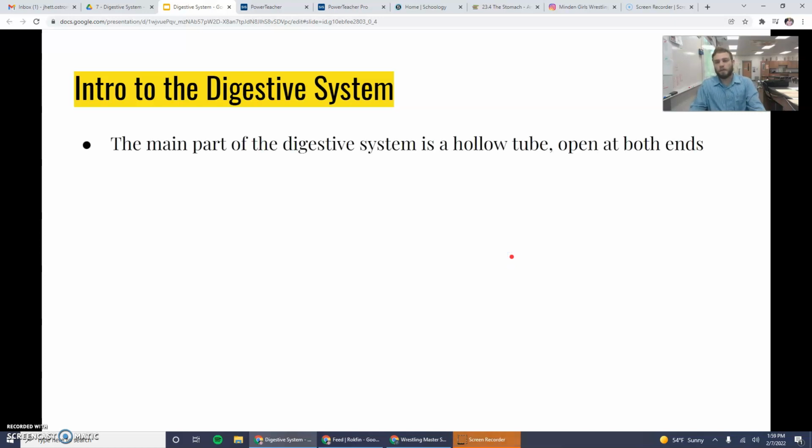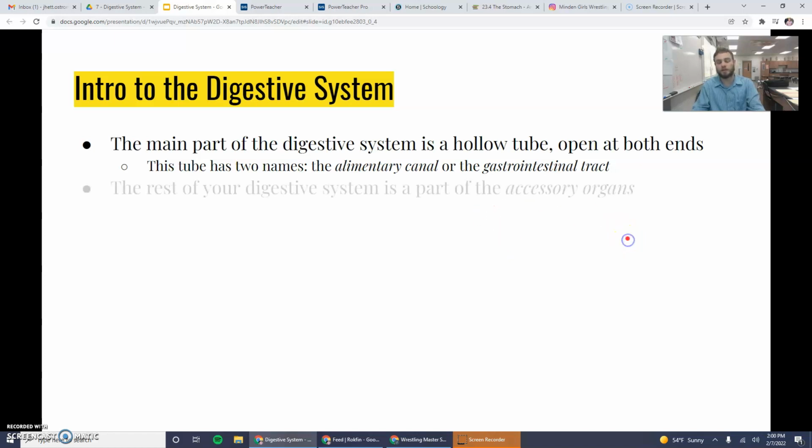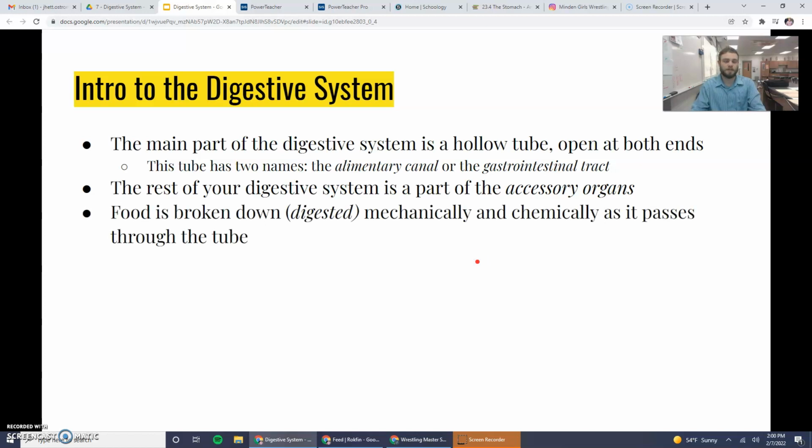So the primary part of the digestive system, especially when you think of the digestive system, is basically a hollow tube that is open at both ends. We're going to use a couple of different names for it. You'll hear it called the alimentary canal. You'll also hear it called the gastrointestinal tract or the GI tract. So that's going to be the hollow tube, and then any other organs associated with the digestive system that aren't a part of that tube are going to be known as accessory organs.